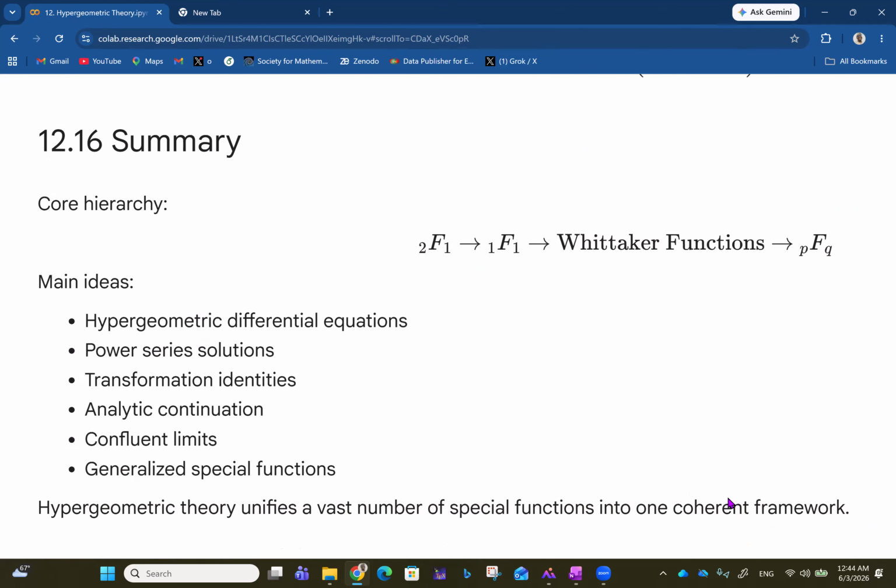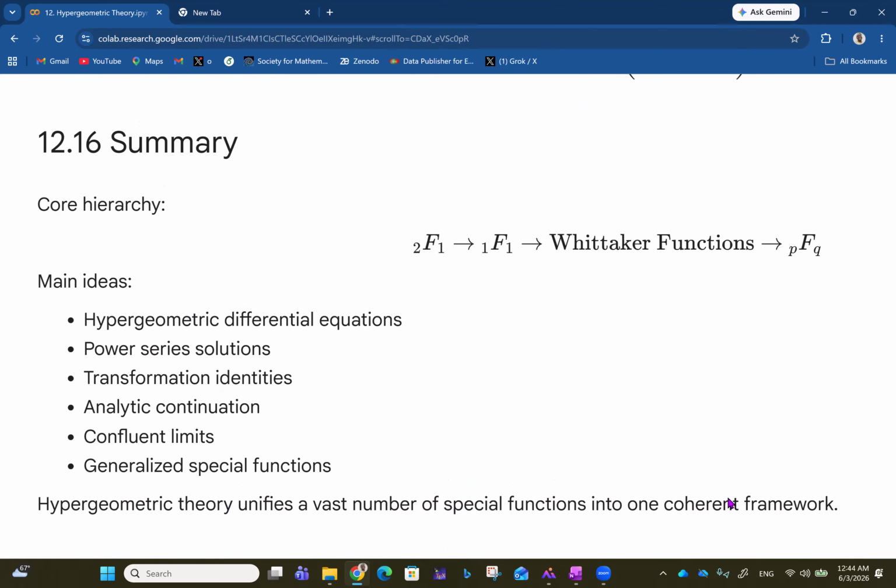In summary, we can say that the hierarchy is the Gaussian hypergeometric function 2F1, and then after that we have the, what's the special name for this now? The confluent hypergeometric function, 1F1, and that leads to Whittaker functions, and then that leads to the generalized form. So the main ideas are as follows. We have hypergeometric differential equations, and from there we have power series solutions to them, and then we get transformation identities. We have analytic continuation, we have confluent limits, and we have generalized special functions. So hypergeometric theory unifies a vast number of special functions into one coherent framework.